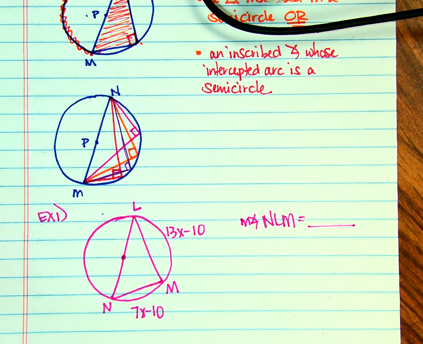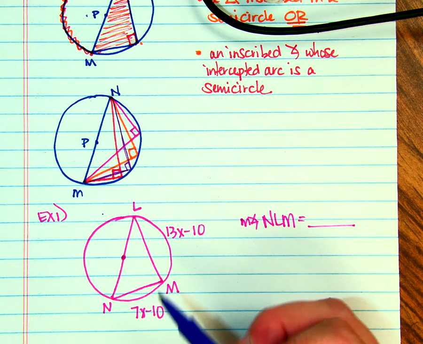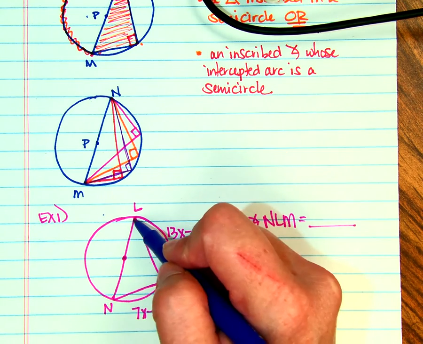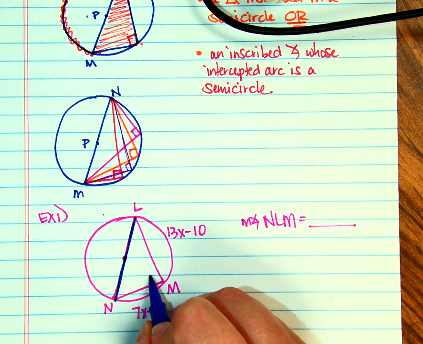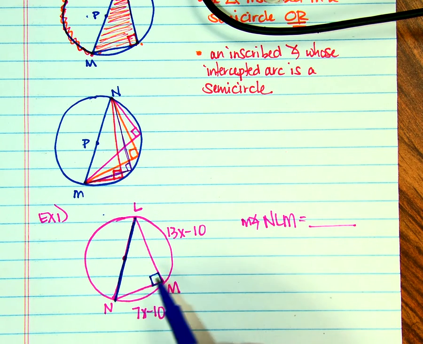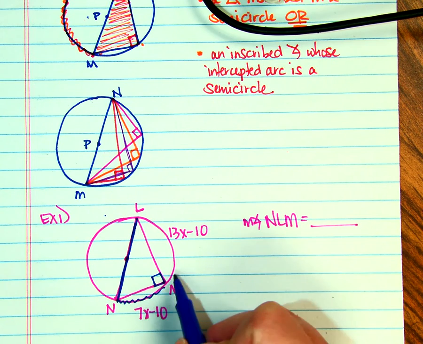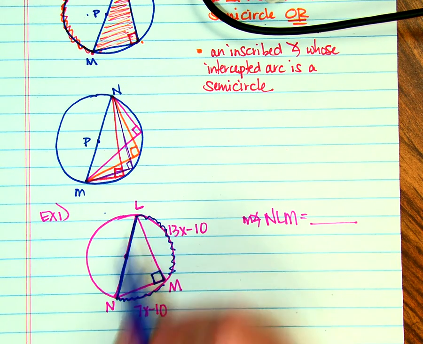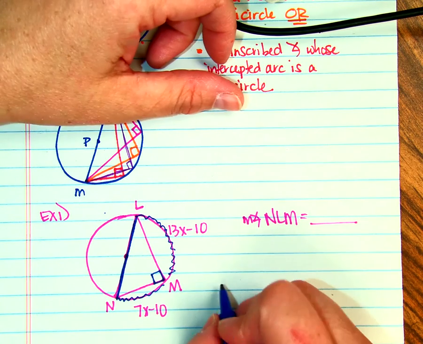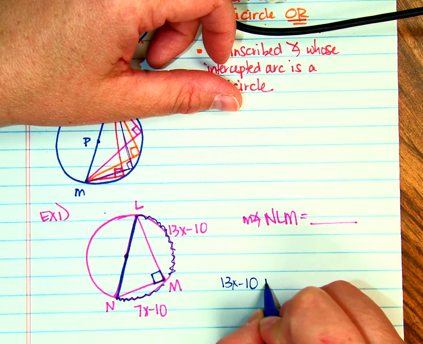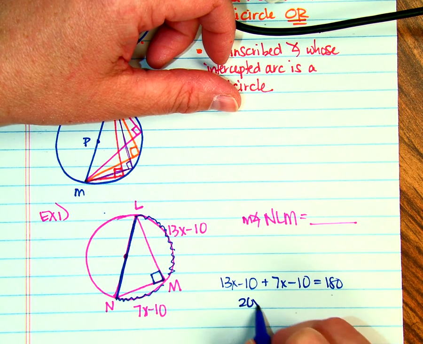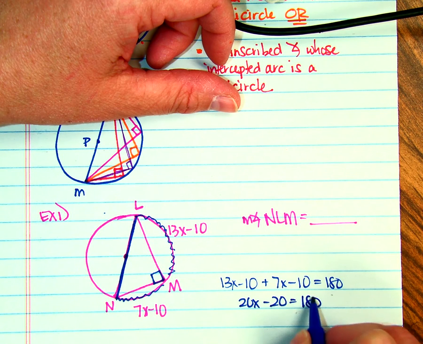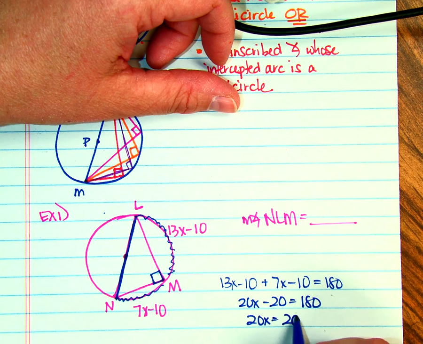Okay, so we are looking for the measure of angle NLM. So the first thing that I'm going to recognize or highlight is this diameter. So if that's a diameter, then I also know that this is a right angle. I also know then that these two arcs have to add up to 180 degrees. So that's where I'm going to start. So 13x minus 10 plus 7x minus 10 has to equal 180. So I get 20x minus 20 equals 180. 20x equals 200. So that means that x has to equal 10.